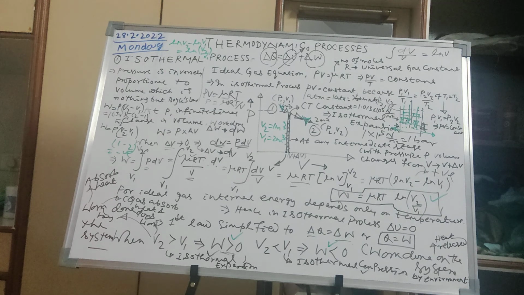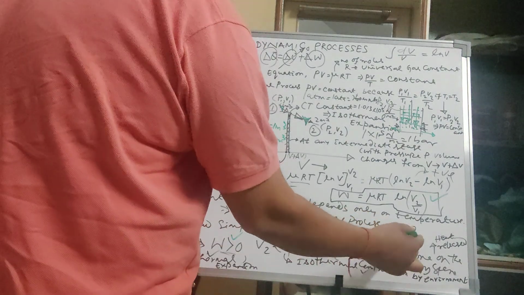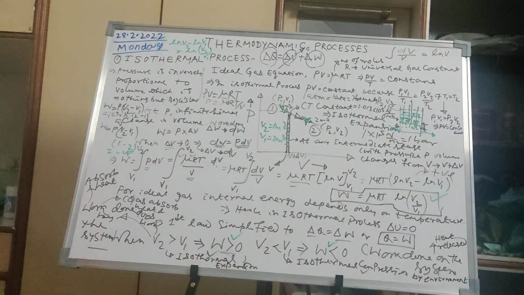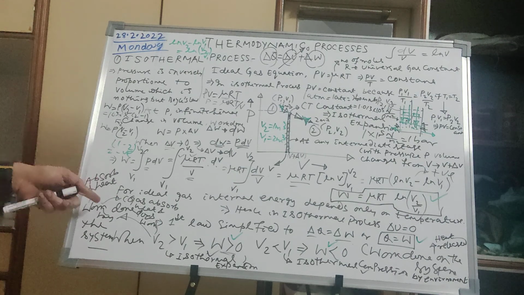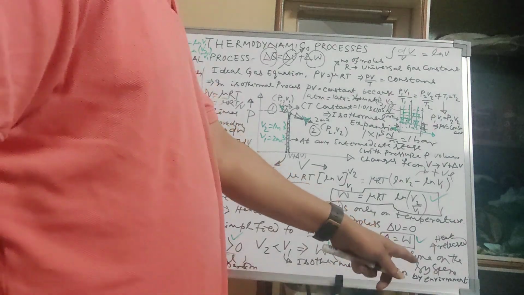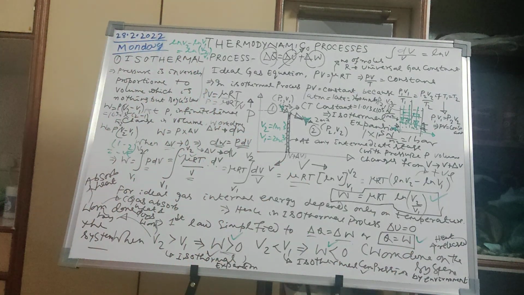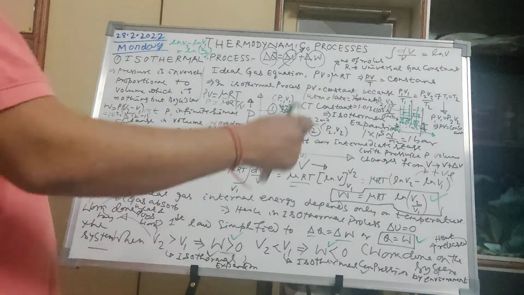This is the work done. Another important thing is there is no change in internal energy because there is no change in temperature. So heat input is equal to work done. This is another takeaway of the isothermal process. There can be an objective type of question: in isothermal expansion, is heat absorbed or released? The answer is heat is absorbed, and in isothermal compression, heat is released because it is trying to get heated. You want to keep the temperature constant, that's why you have to release the heat.